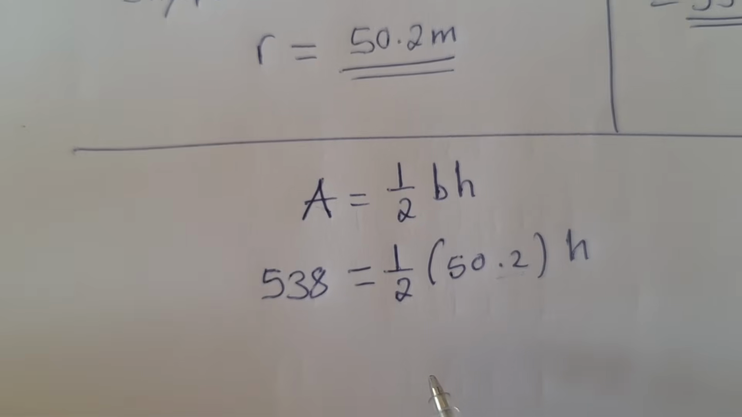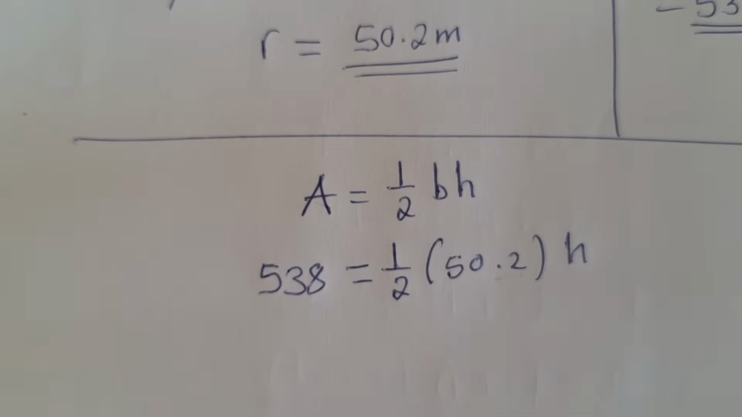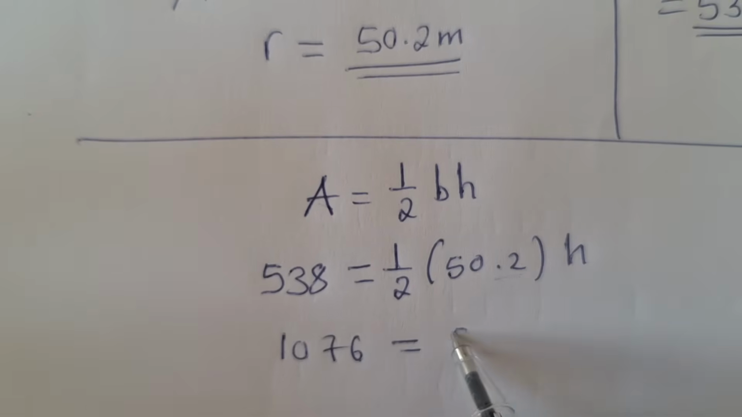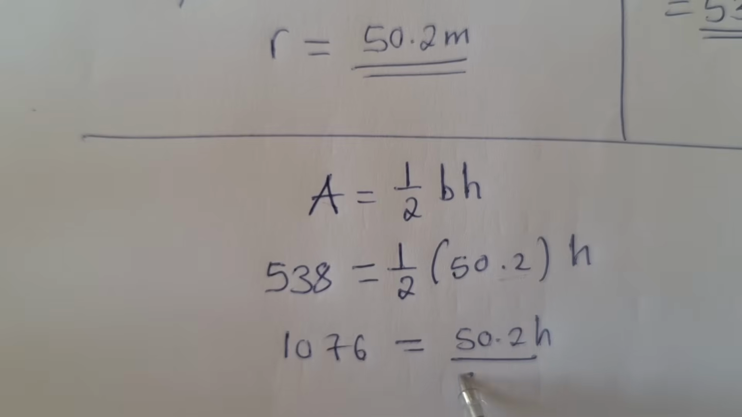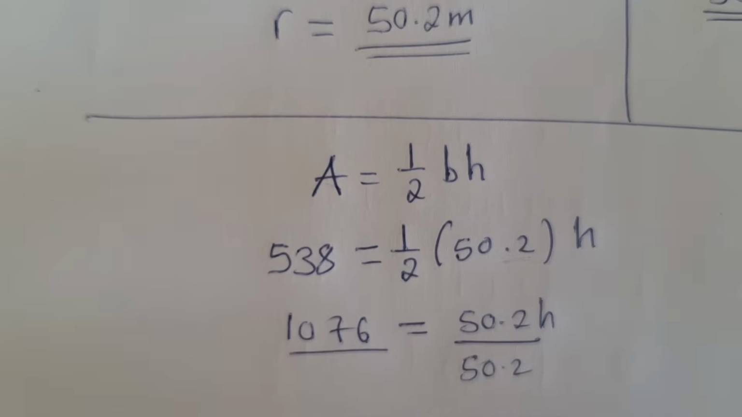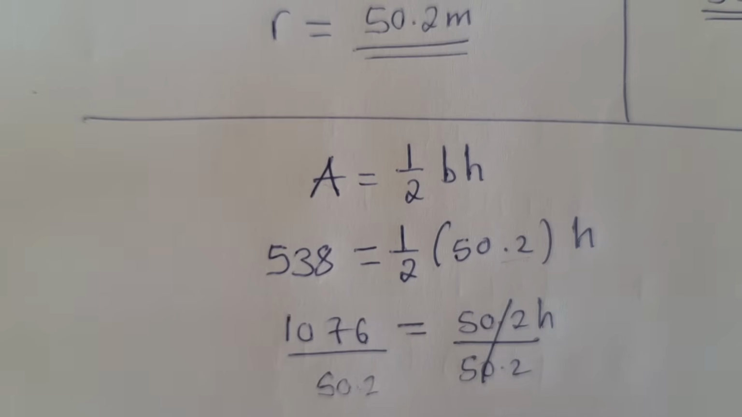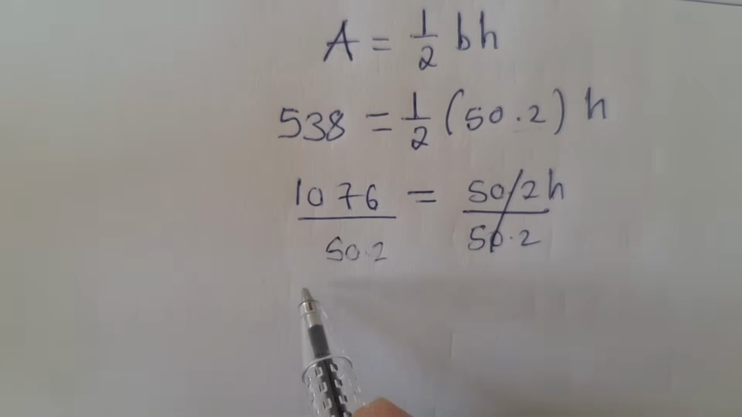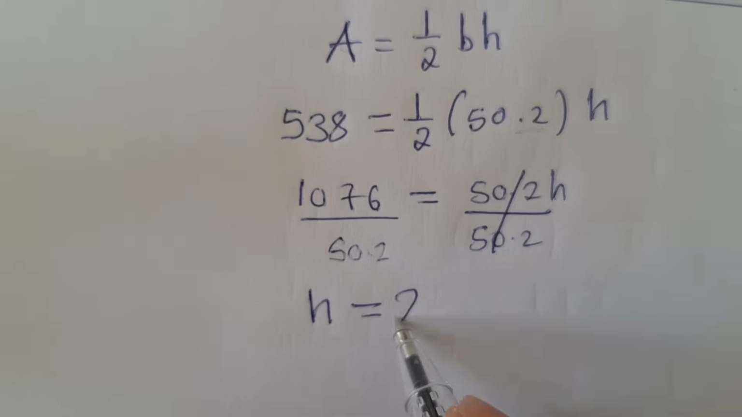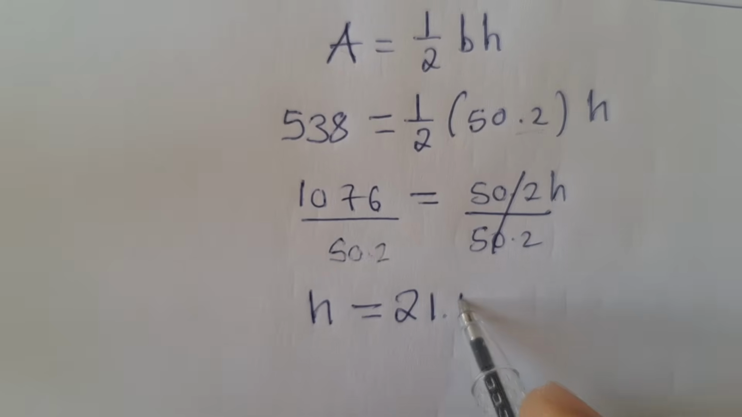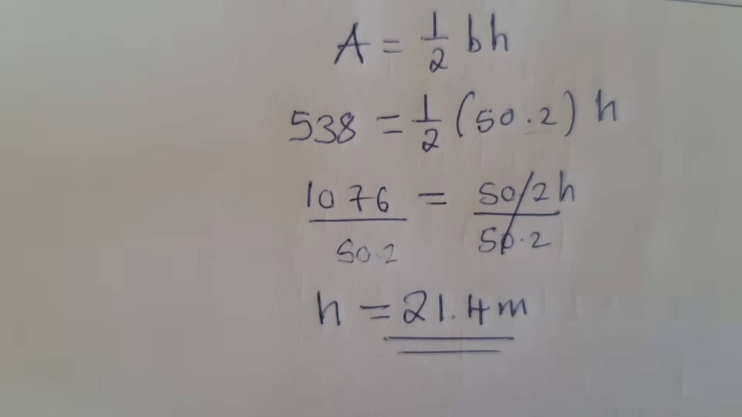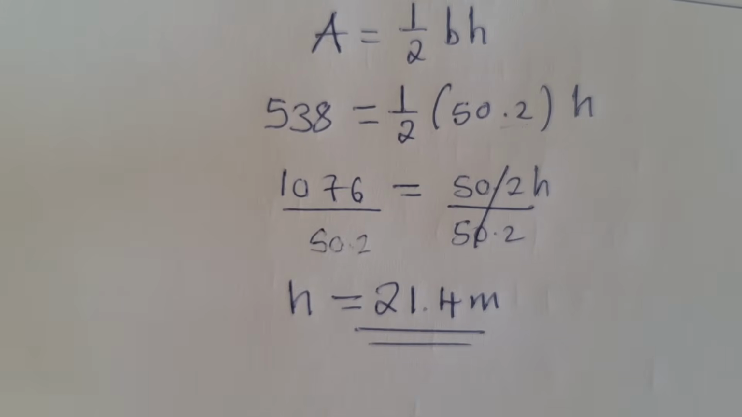So you cross multiply here, so that would be 538 times 2, which will give us 1076, which is equal to 50.2H divided by 50.2 by 50.2. These two will go, and the height or shortest distance, which is H, will come out to be equal to 21.4 meters. So that's the height or the shortest distance. So we now go to the last question.